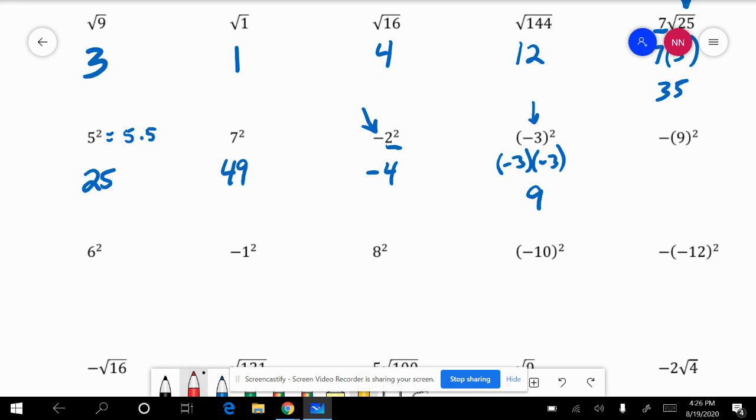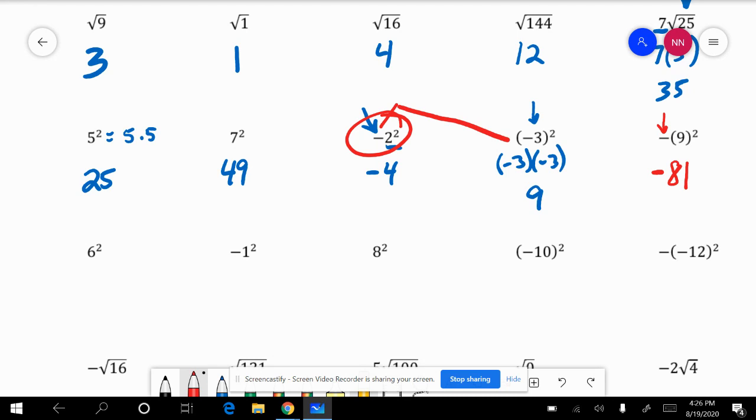Notice the difference. When we have the negative outside, it stays a negative. When we have the negative inside the parentheses, it becomes a positive. Now, if we're looking at this one right here, notice that the negative is outside. So this right here is similar to the one that we did over here. So we're going to square the 9 first, giving us 81. But since there's a negative, we put a negative.